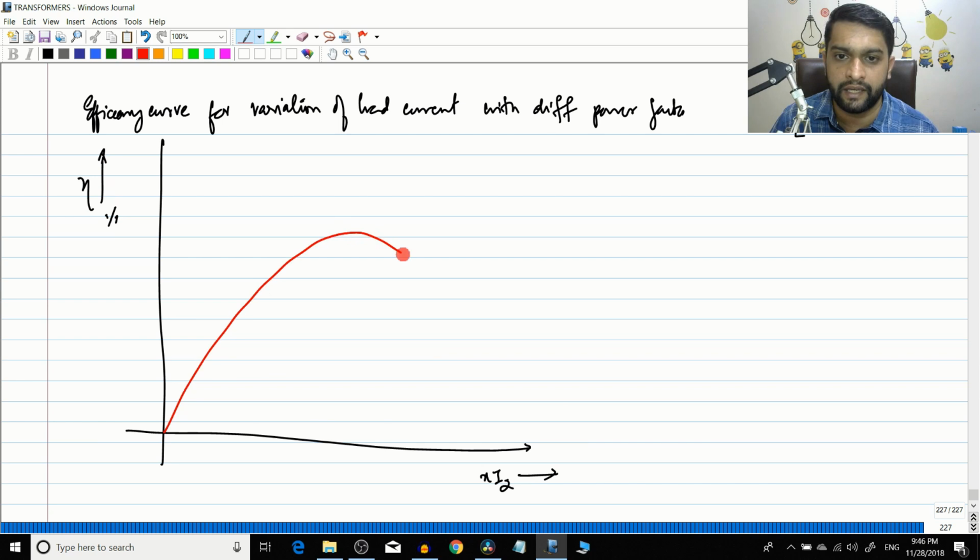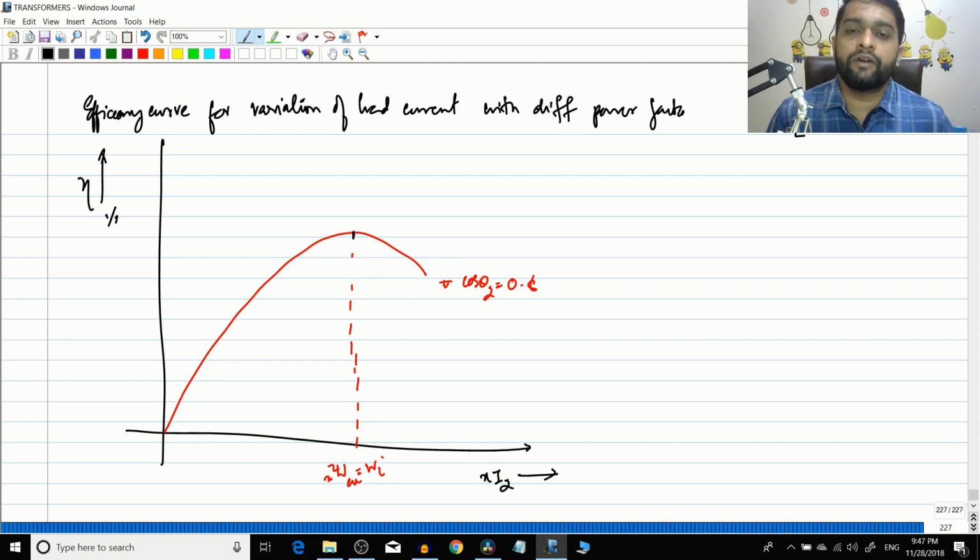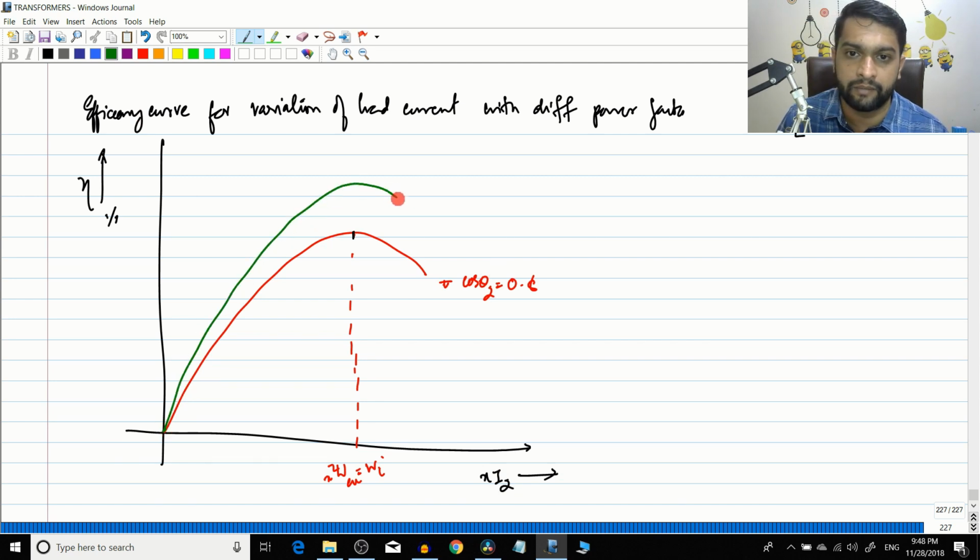So let us draw it, say this will be maximum efficiency at this particular power factor. So here x square WCU is equal to Wi, right? Iron loss is equal to copper loss. So let this be the power factor cos theta 2 is equal to say 0.8. Now if you increase the power factor, I have already told you the efficiency of the transformer will increase, right? So for example, I am varying the load current for another power factor, say 0.9. So this efficiency curve will just improve and it will become something like this.